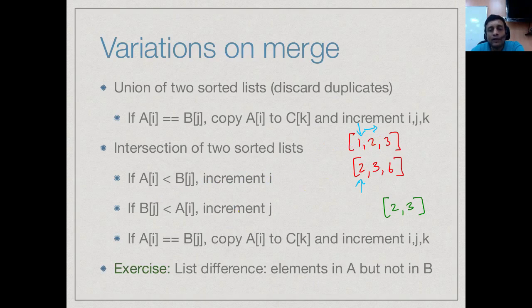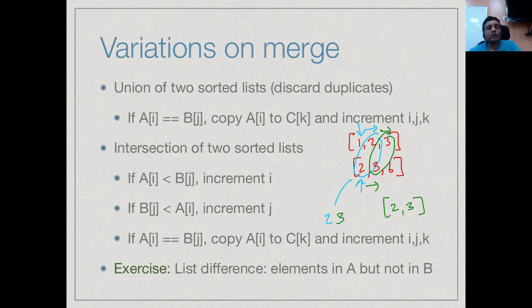Now when a_i and b_j are the same, as we did for union, we will move the 2 out, and we will move both pointers. So now both pointers come to this position. Now again we have 3, and we will continue, and then when we see the other way around, if b_j is smaller than a_i, we will increment j and not i.